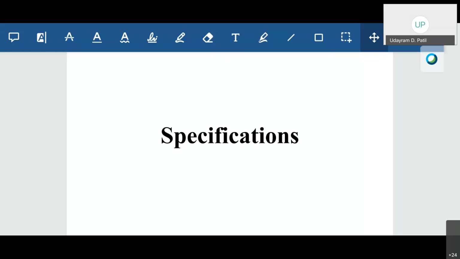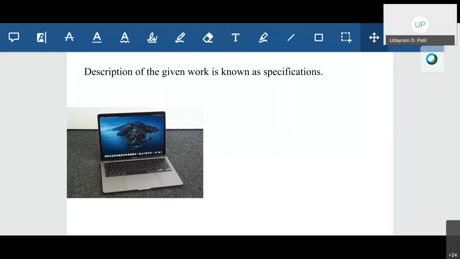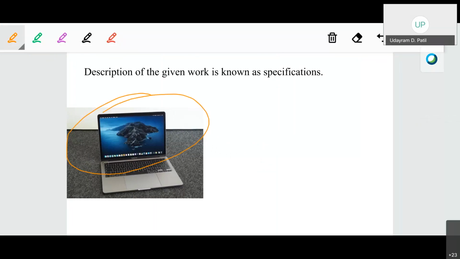Okay, so suppose you have a particular laptop. The specification of the laptop will be whatever you know about or can get to know about that particular laptop. Suppose the screen size is 22-inch or anything lesser or higher. That will be the screen size of that particular laptop. Next, the company the laptop is from.